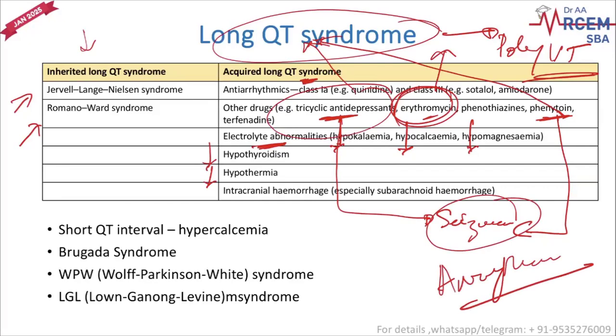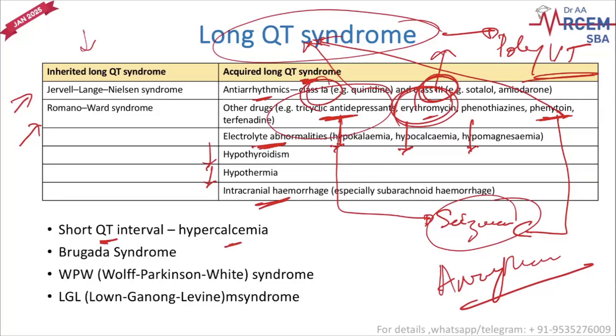This was previously tested in an FRCM exam. It was a difficult question. That's why I'm telling you what FRCM exams have tested here, and why you need to remember it in that way to correlate. Any antiarrhythmic, especially class 1A and class 3, can trigger QT prolongation. Intracranial hemorrhages can trigger QT prolongation. Short QT interval is mainly seen in hypercalcemia.